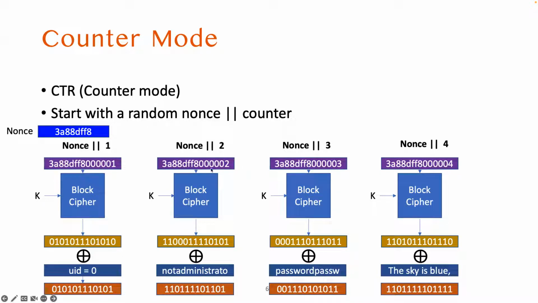And then for the second block, we will encrypt the nonce attached with counter 2. Third block, the nonce attached with counter 3. Nonce, counter 4. So the value encrypted with this block cipher does not contain any of the plain text. But if we use a pseudo-random permutation for the underlying block cipher, these numbers would look completely random.